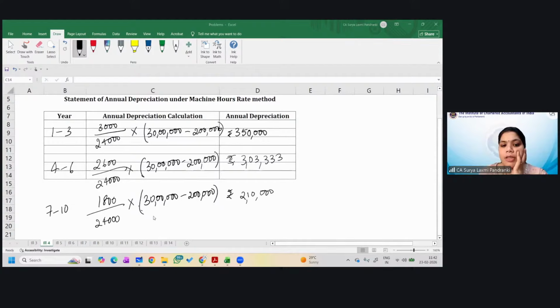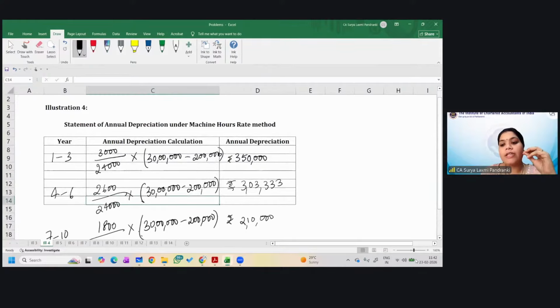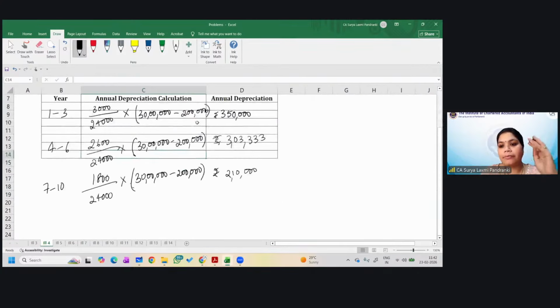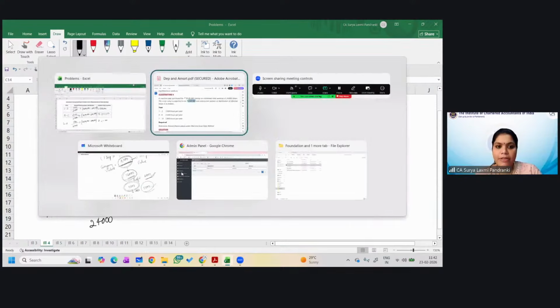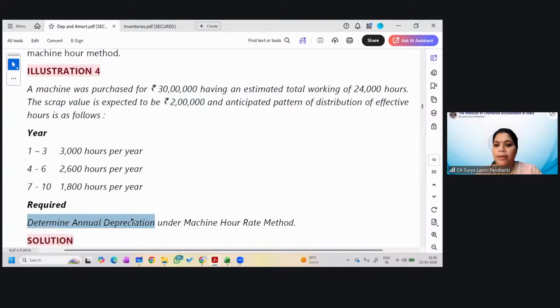Are we clear with this? This is very simple. You just have to see what is the total number of machine hours that are available, and what is the usage that we have done in that particular year. The question was asked only about calculating the depreciation, so we are only calculating the depreciation. Here, they asked you to just determine the annual depreciation. They didn't ask you to present the machinery account or depreciation account, so we are not doing that. Whatever is asked in the question only, we will present. You don't have to write all the accounts again.